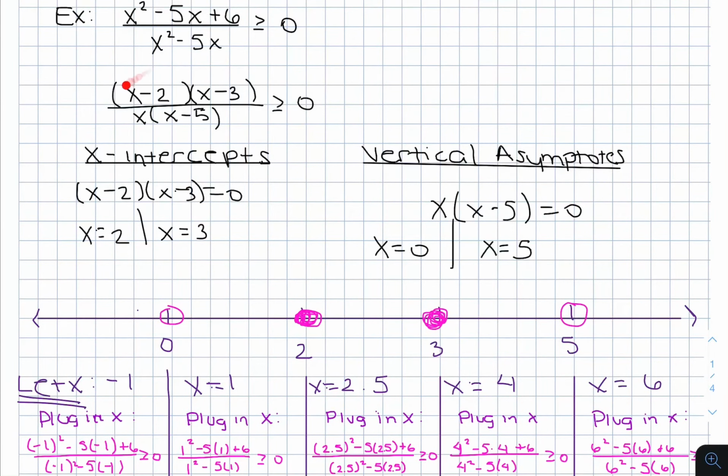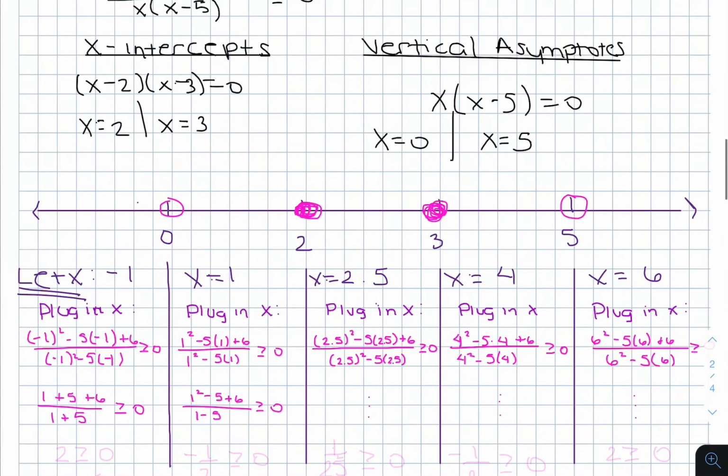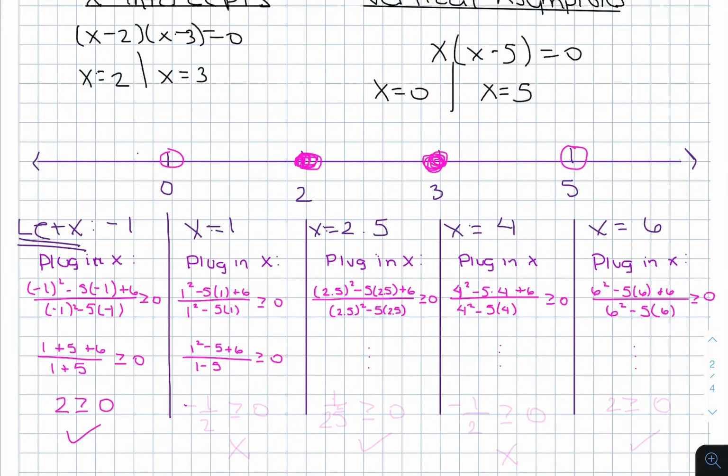Let's see. By combining everything or putting it into your calculator, we get that this side is 2, which is greater than or equal to 0, so this interval works. On this side, we're going to have -1/2, which is not greater than or equal to 0, so this interval does not work. In this middle interval, we have 1/25, which is greater than or equal to 0. That checks out. In this other interval, we have that -1/2 is greater than or equal to 0, which is not true because of the negative sign.